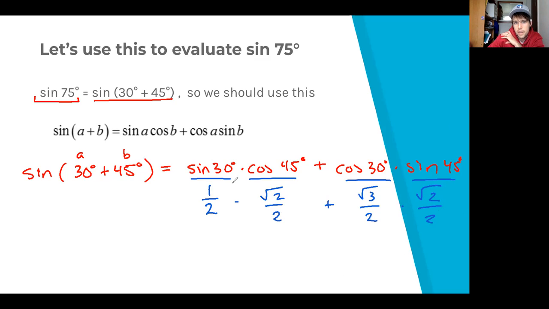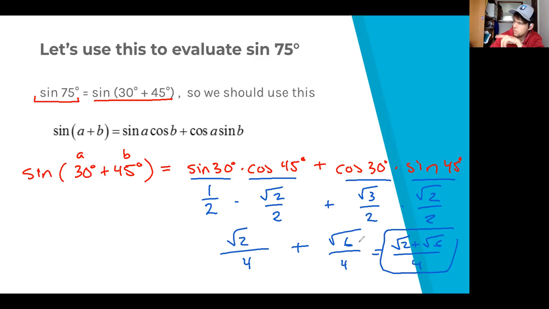Okay, so let's go ahead and multiply that out. So 1 times root 2. And then square root of 3 times square root of 2. Common denominator already. A lot of times you'll see this written as a singular fraction. So you'll see it written as square root of 2 plus square root of 6 over 4.